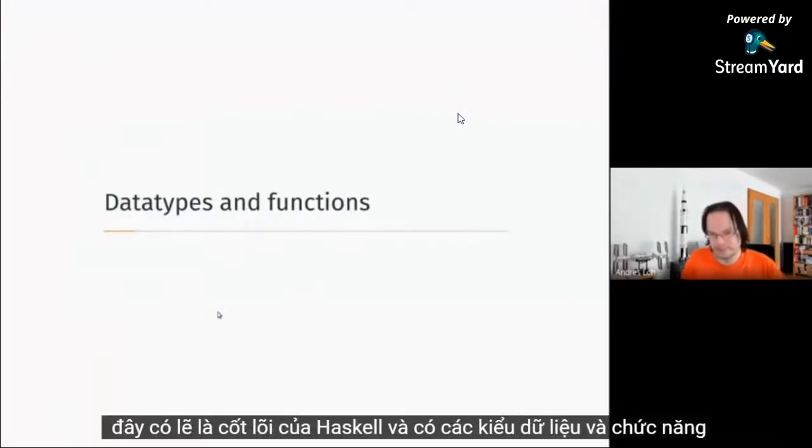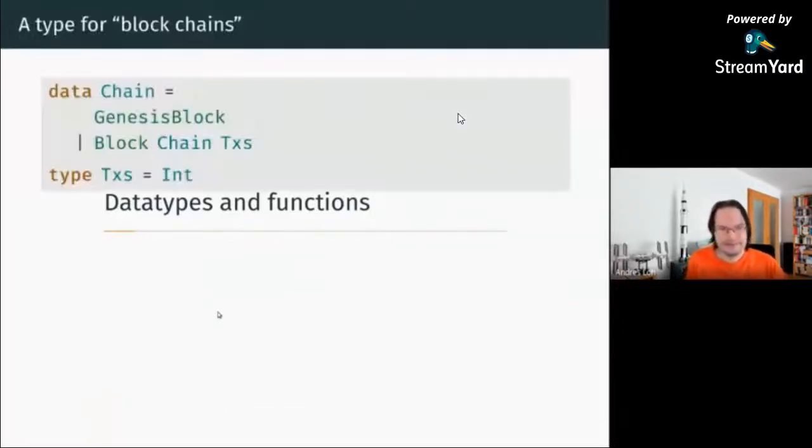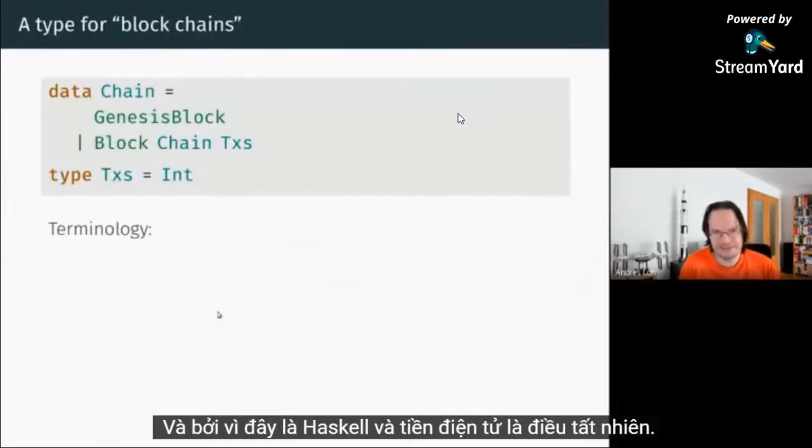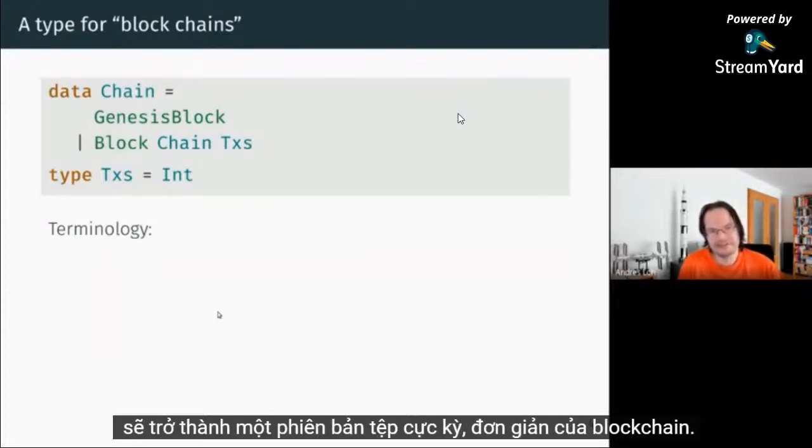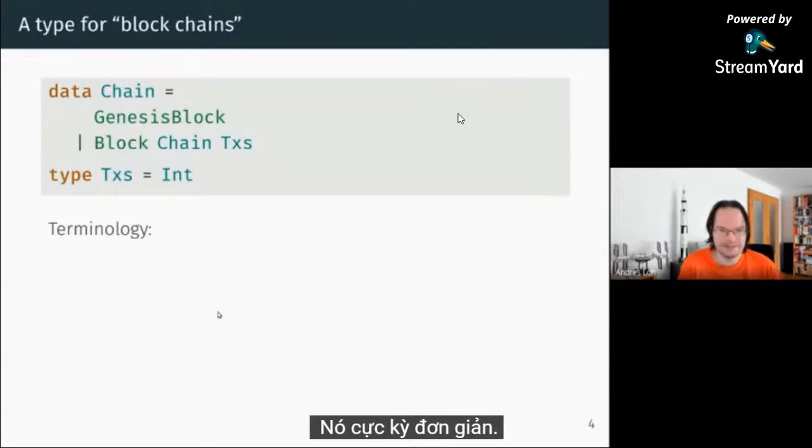Okay, so let's look at our first pieces of Haskell code. And let's start with this, probably the core of Haskell, and that is data types and functions that operate on these data types. And because this is Haskell and cryptocurrencies course, we are going to look at our first Haskell data type, and it is going to be an extremely simplified version of a blockchain. Extremely simplified, you'll see in a moment.